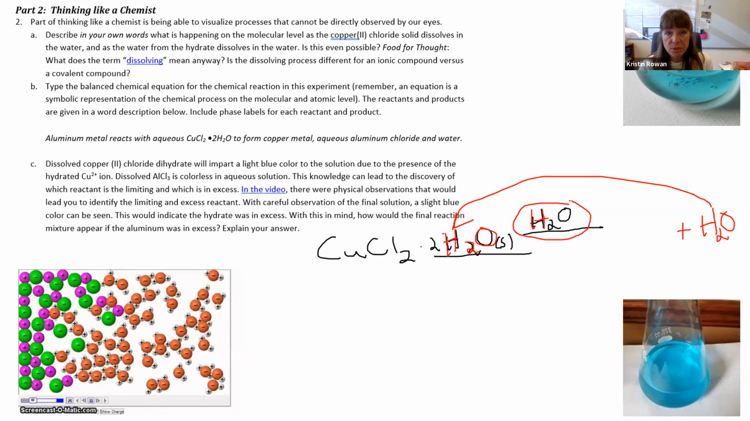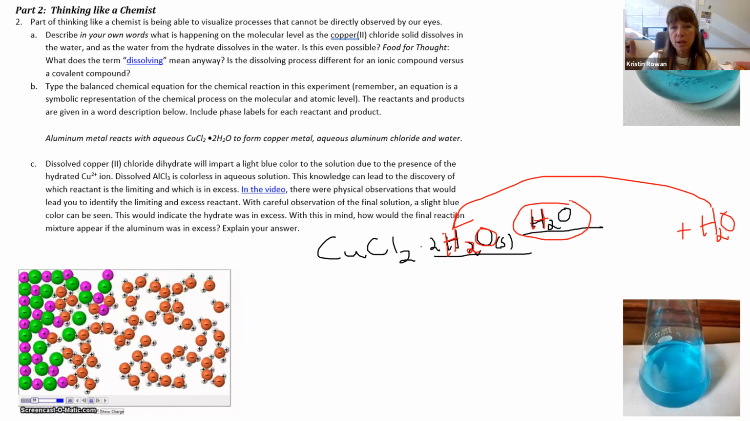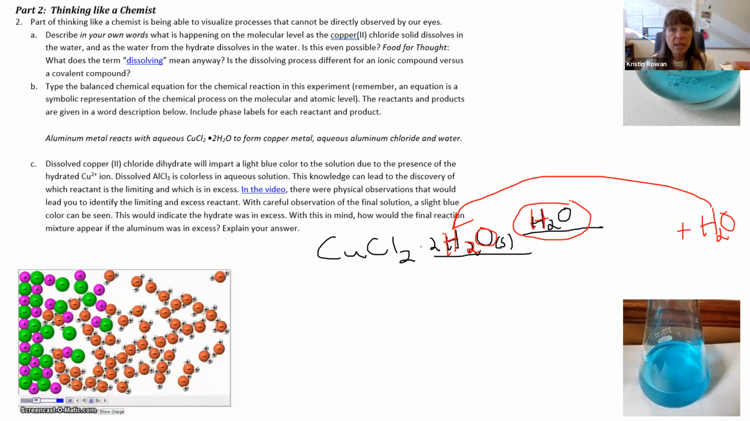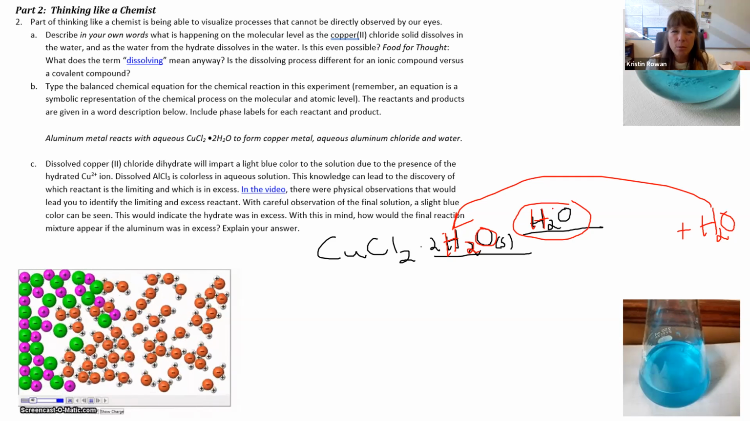And now you can't tell the difference because water is water. It doesn't matter where it came from. So you wouldn't see red waters and black waters. You would just see water. But what does that mean? That does mean that some of the water did come from that solid. And that's what I was trying to get you to think about here.